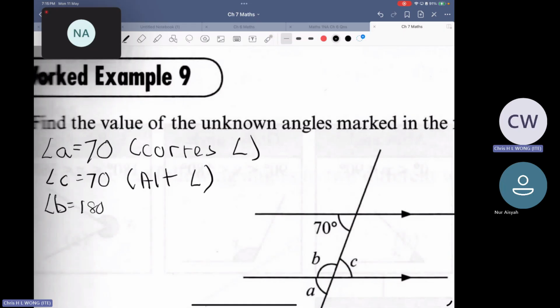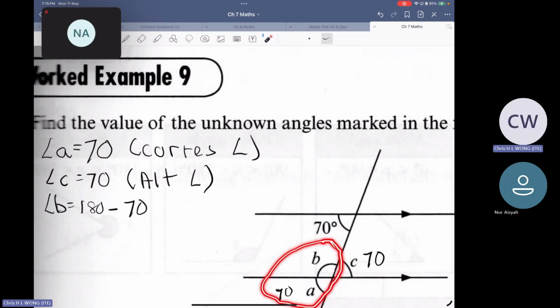180 minus 70. But there are many 70s. You can use this because you know that this is 70, and you know that this is 70. So you can use many reasons, up to you. For example, you want to find B, so I will use this one: 180 minus 70. What's the reason if I use this?